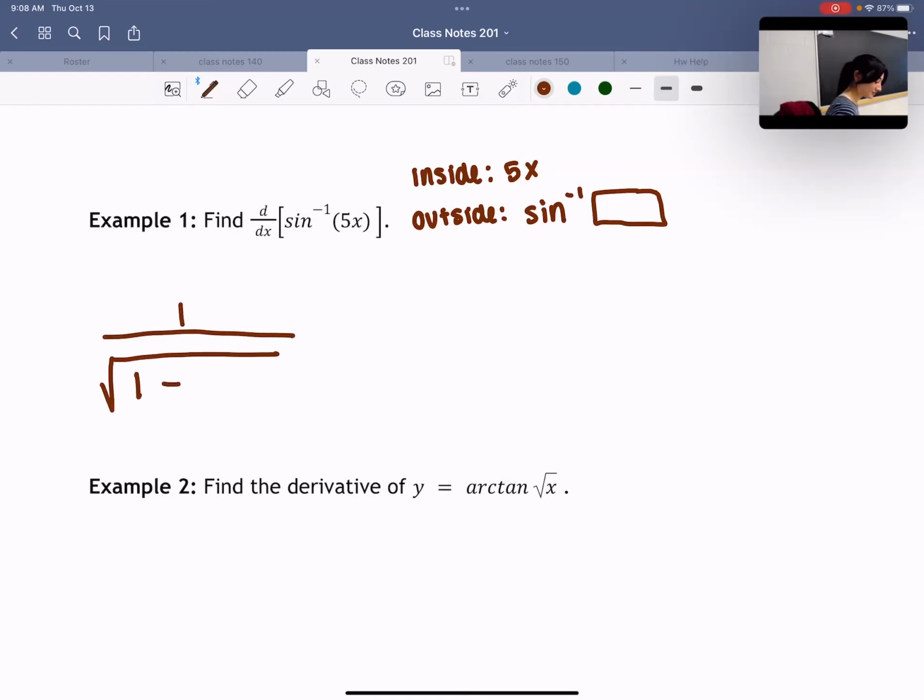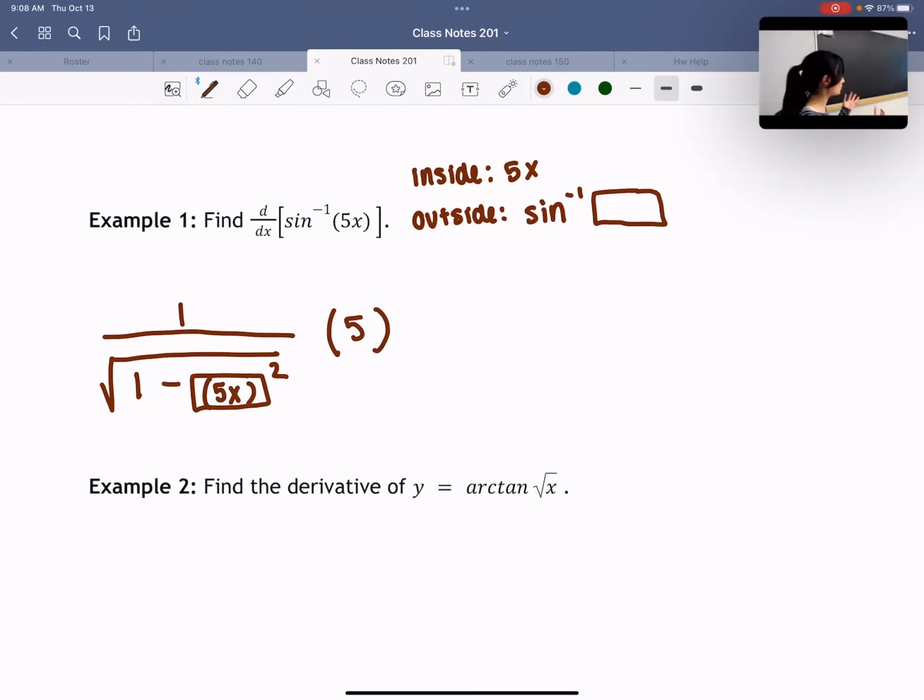Yep, 1 minus, and not x squared, but our box squared. All right, okay, so that's the derivative of our outside function. What's the derivative of the inside function? 5, good. Okay.